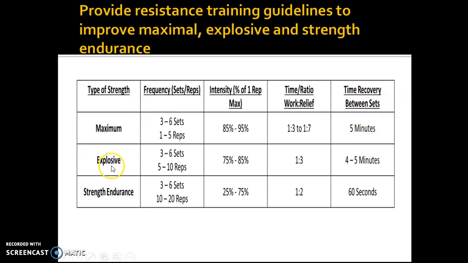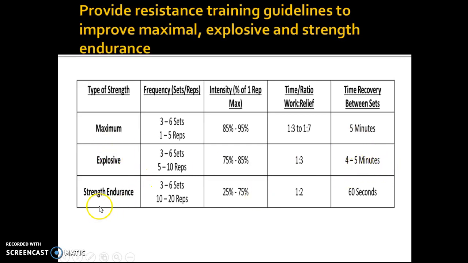Explosive strength then, same, 3 to 6 sets. But now we look at the reps here, instead of 5 reps, it's actually 5 to 10 reps. Okay, so 5 to 10 reps now. So slightly less, so more reps, but that means that our intensity is going to be slightly less. Okay, so 75 to 85% of your 1 rep max. And then on top of that, we look here at 1 to 3, the work rest ratio between when you work and then you have a rest. And you're looking here at 4 to 5 minutes between sets as your time period there.